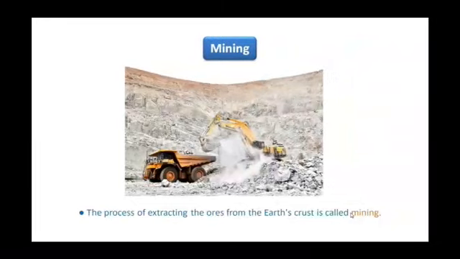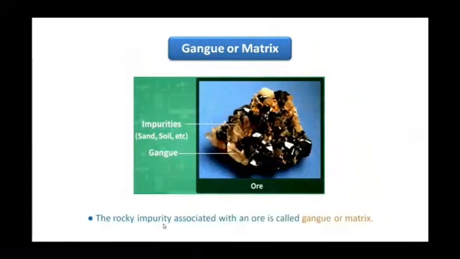Next terminology is mining. We know that from the earth crust we are obtaining the minerals, and the process is termed as mining. So the process of extracting the ores from the earth crust is called mining. Next term, gangue or matrix.